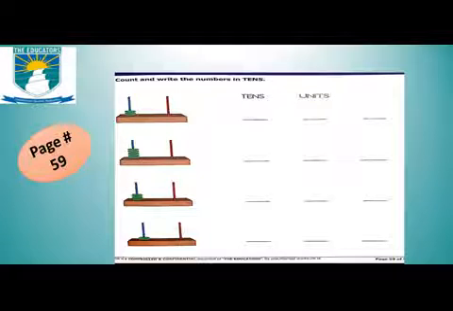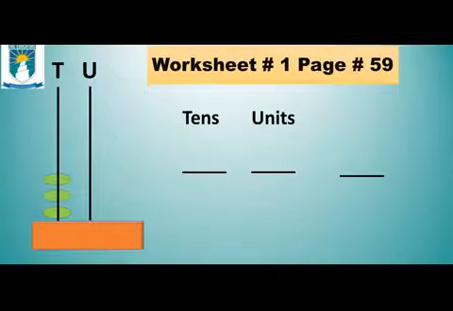Dear students, now open page number 59 and write today's task on the top of this page. Count and write the numbers in tens. So my dear students, now we will count the beads and write the numbers in tens. Let's see. Worksheet number 1, page number 59. My dear students, in the abacus, you can see the letter U which denotes position of units, and letter T denotes position of tens.